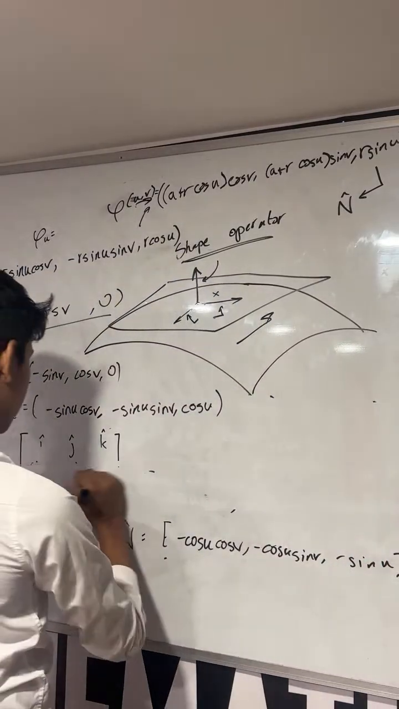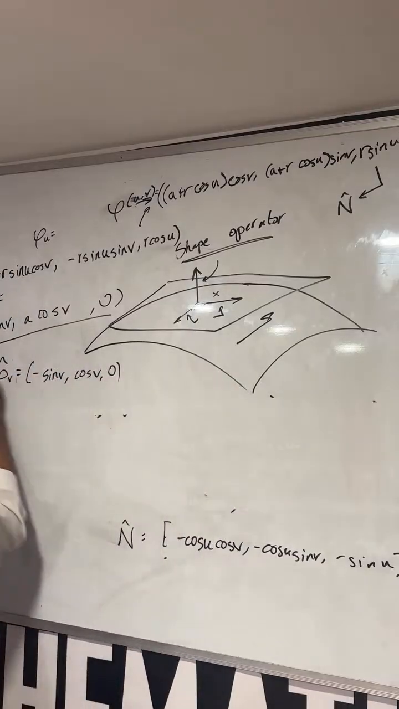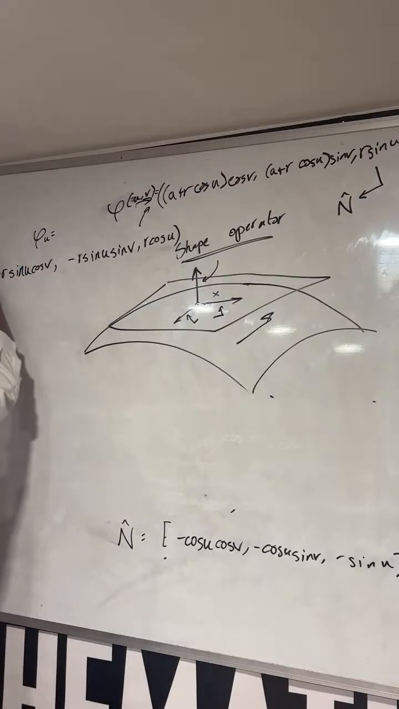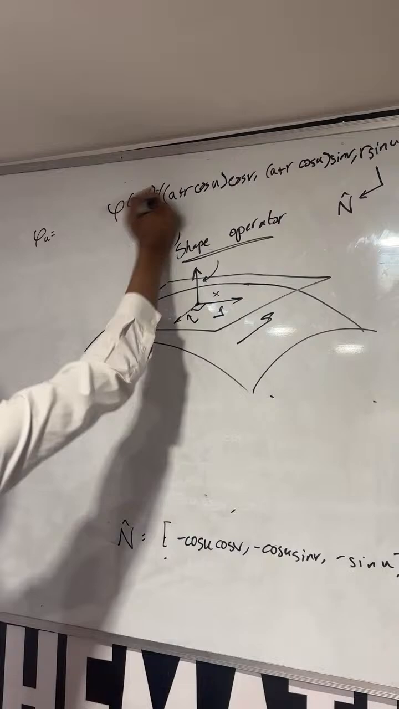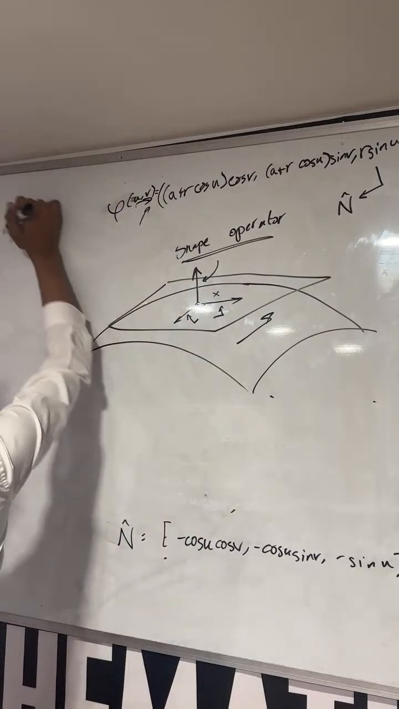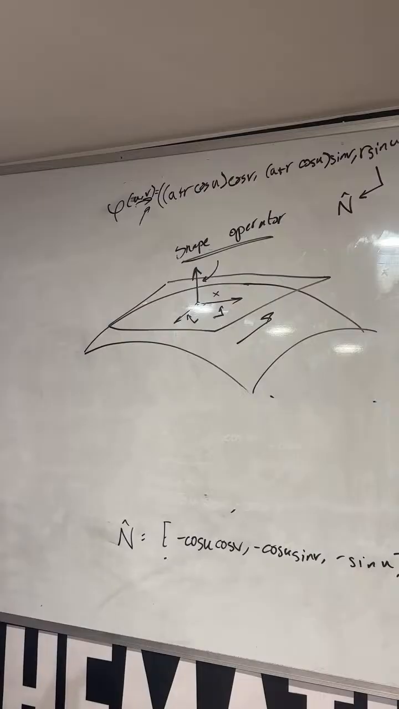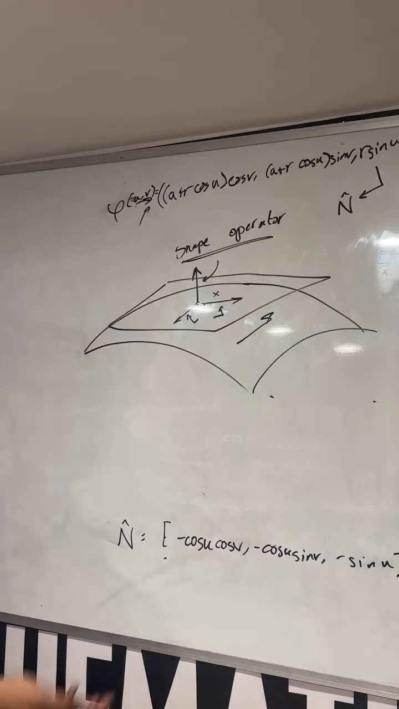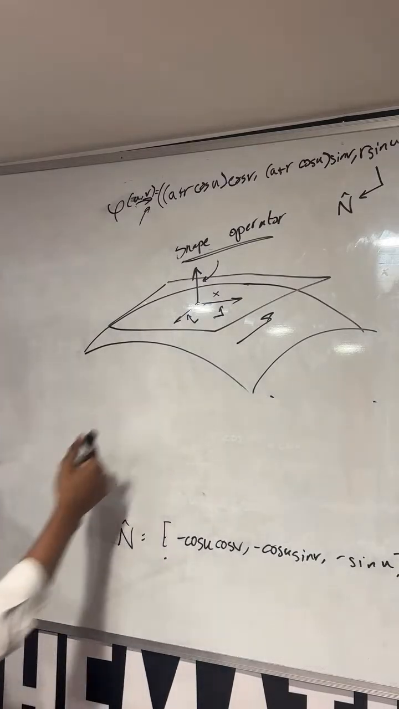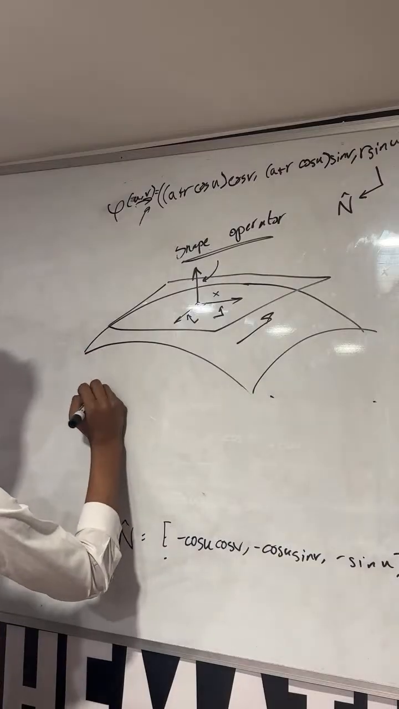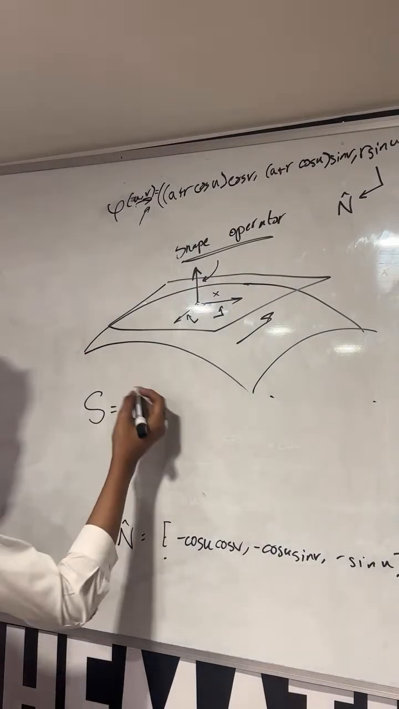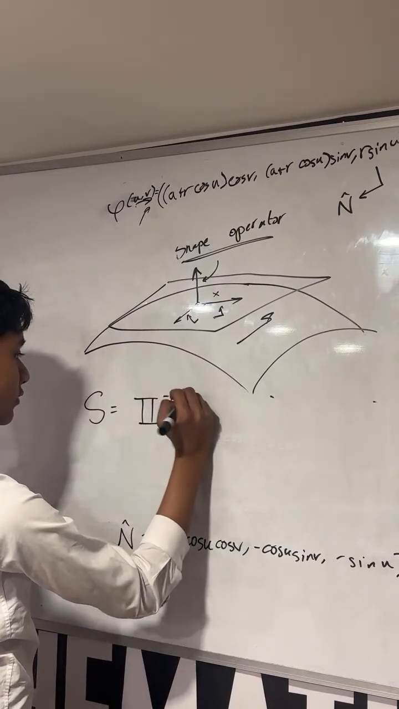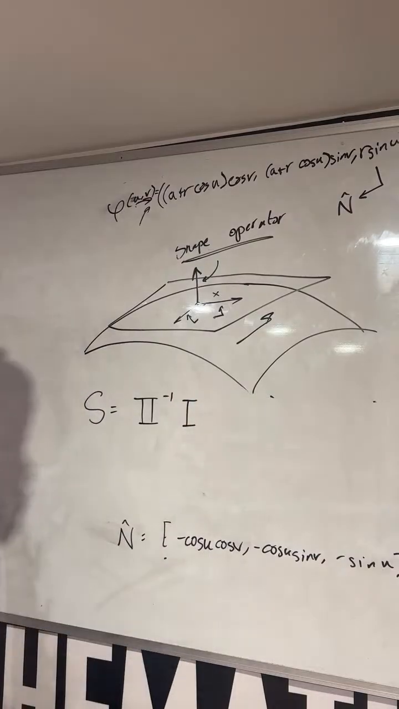So now we have to use this to find the shape operator. And the eigenvalues of the shape operator will tell us the principal curvatures, which will give us the final Gaussian curvature. So what's the shape operator? Well, this is just going to be equal to the inverse of the second fundamental form multiplied by the first fundamental form.